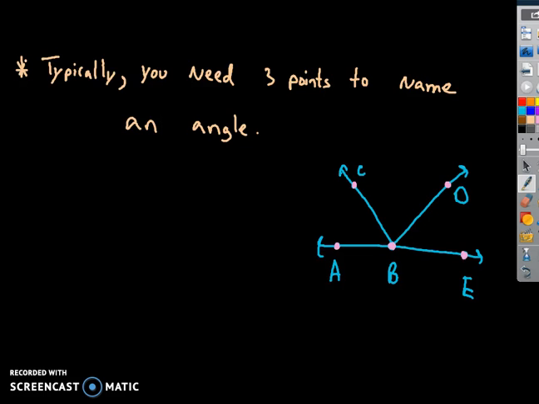All right, typically you need 3 points to name an angle. The reason why I say typically is there's certain cases where you only need 1 point, but typically you need 3. For example, if I want to name this angle here, I'm going to call it angle 1. If I look at angle 1, another name for angle 1 is angle ABC. Or you could do it in the other direction. You could call it CBA.